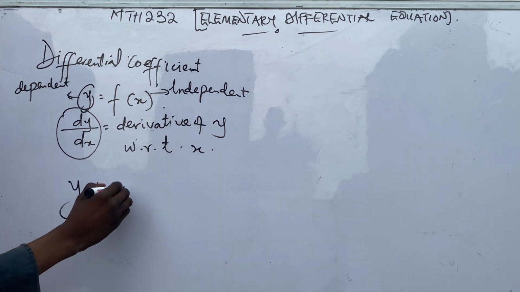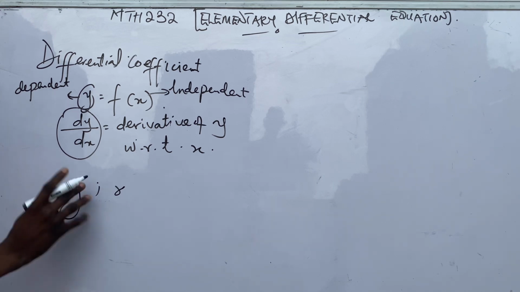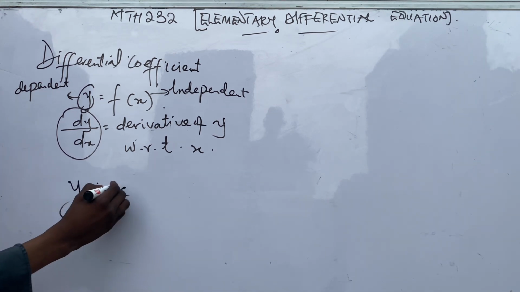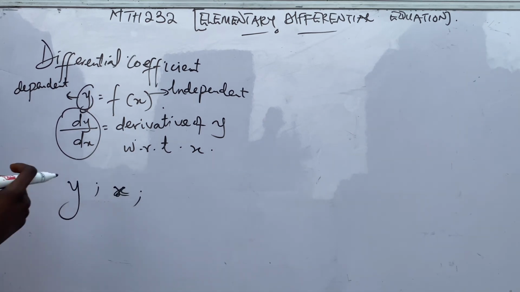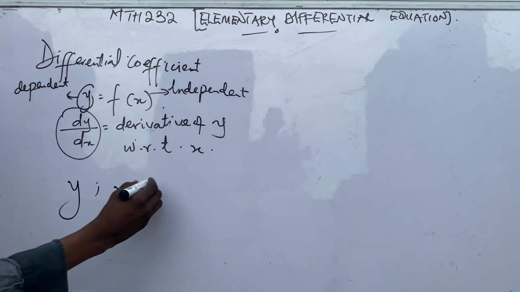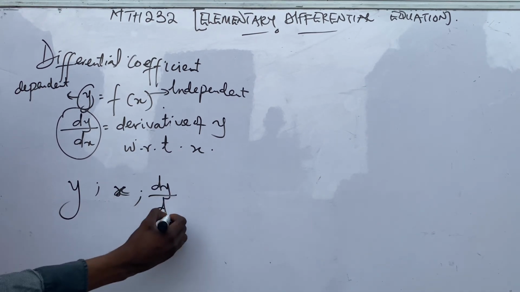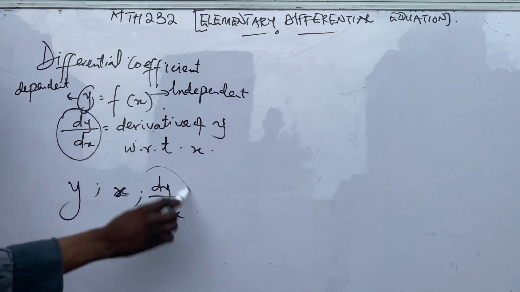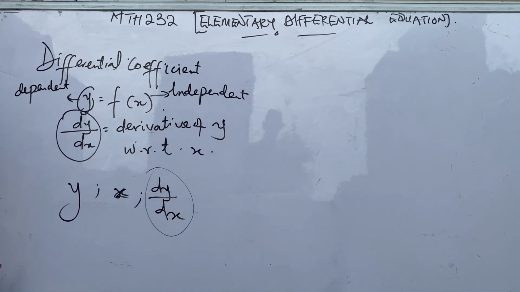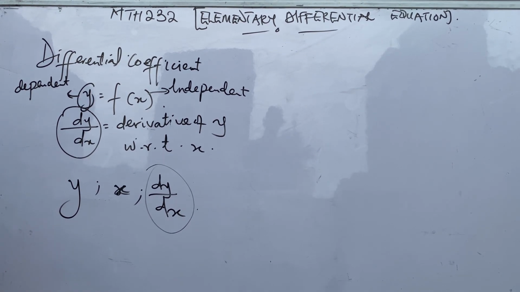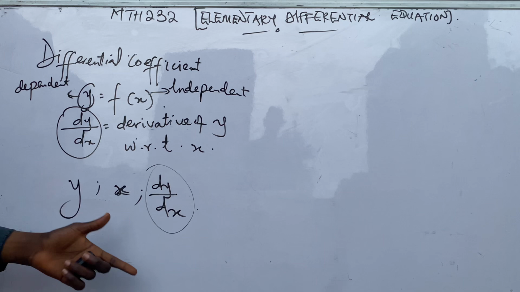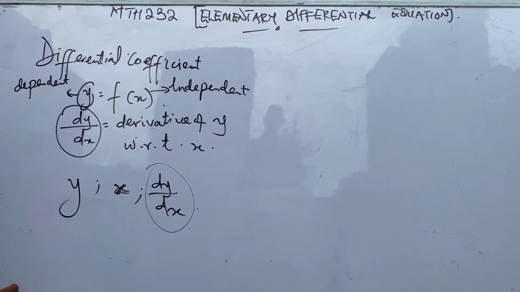So a differential equation is an equation that involves the independent variable x, the dependent variable y, and the derivative of the dependent variable. So in any equation where you can see dy/dx, that means differentiating one quantity with respect to another quantity. Anywhere you can see that, you say that is a differential equation.